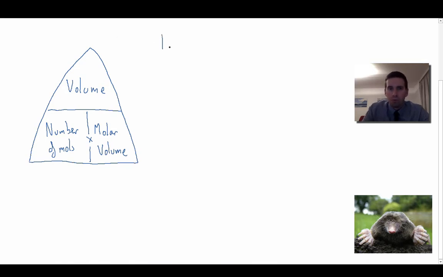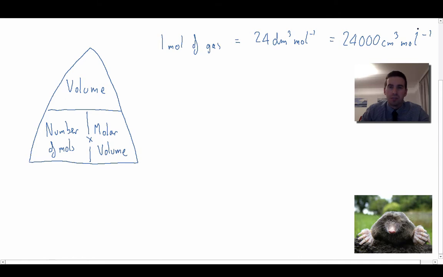So 1 mole of gas has a volume of 24 decimeters cubed per mole, which is the same as 24,000 centimeters cubed per mole. Now you'll notice I didn't put any units in the triangle. That's because if your volume is in centimeters cubed, you can use the molar volume in centimeters cubed. If it's in decimeters cubed, you can use the molar volume, which is in decimeters cubed. Okay, so it just depends on your question.